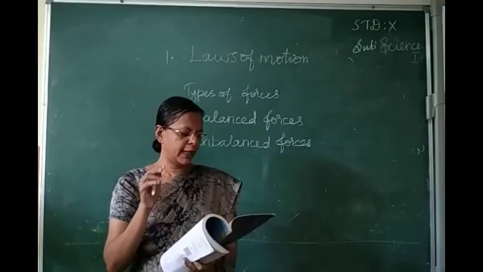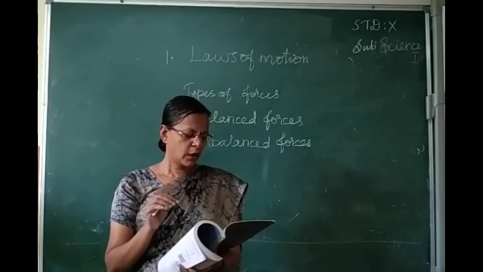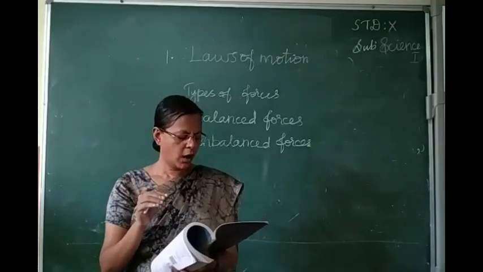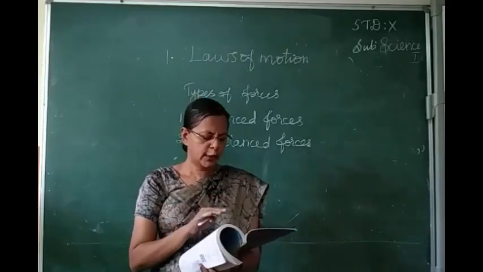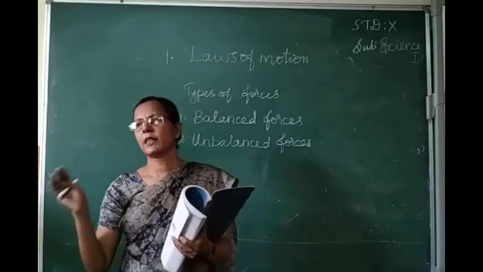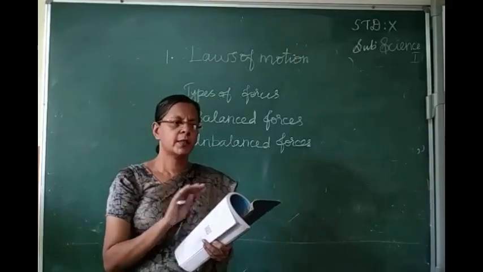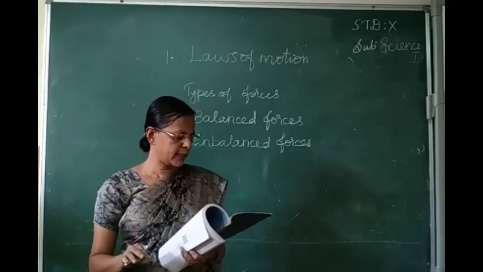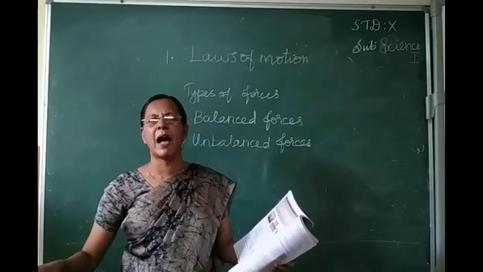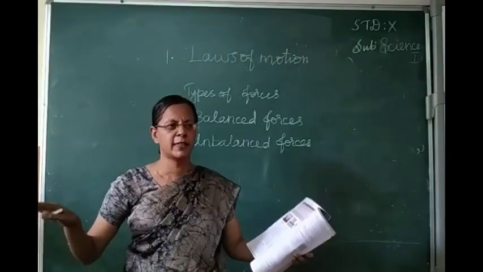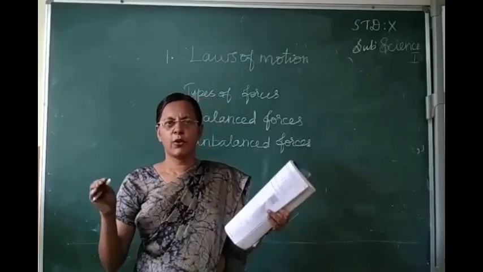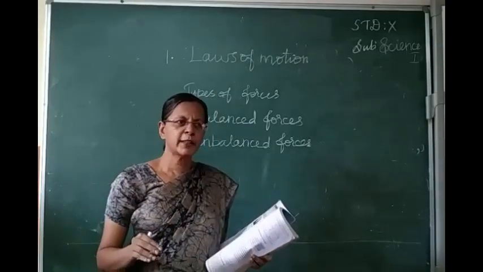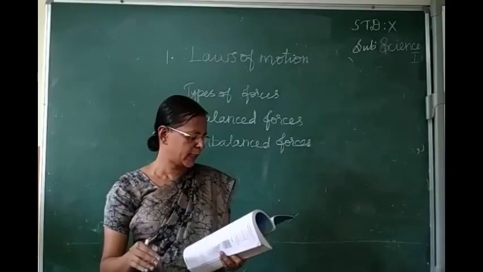If the resultant force of all the forces acting on the body is equal to 0, then the body is in equilibrium. So the resultant force acting on the body is 0 and that body is in equilibrium. Such forces are called balanced forces. The forces are balancing one another.